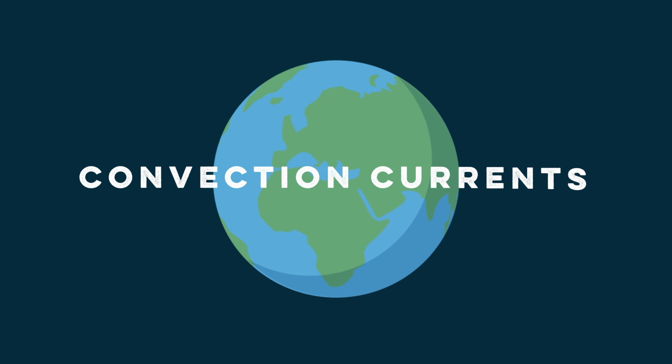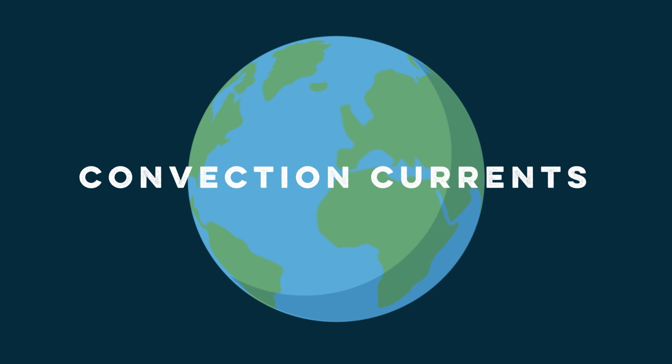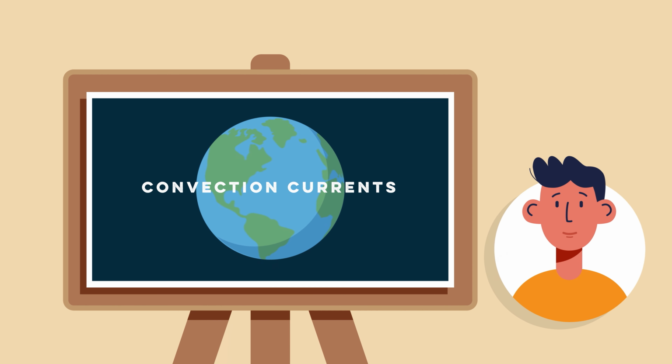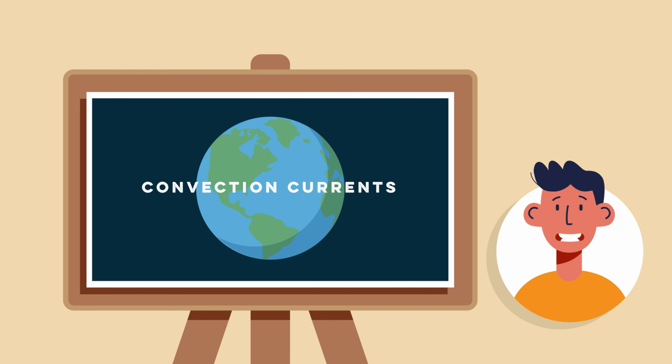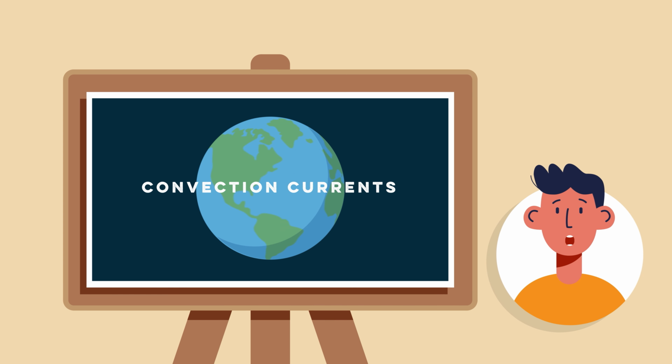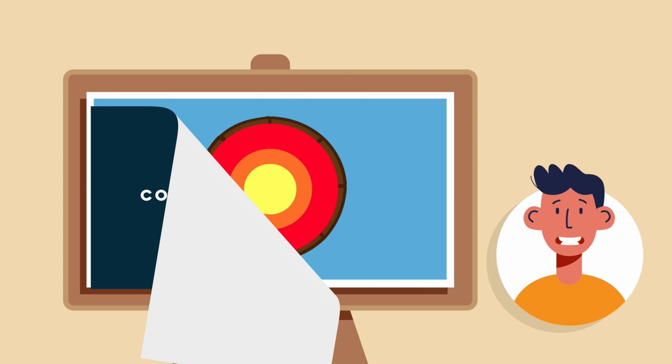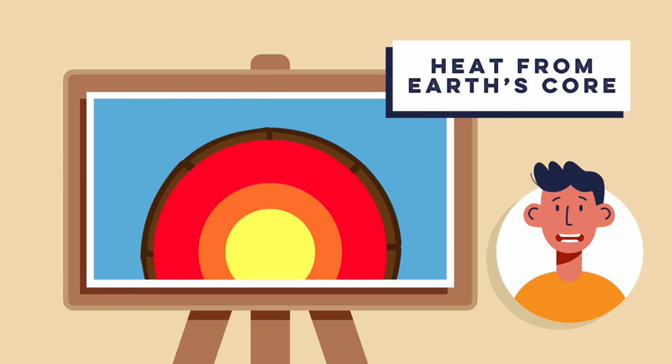Today, we're diving into the fascinating world of convection currents, a key process driving the movement of tectonic plates and causing continental drift. I'll break it down into simple steps to help you understand how these powerful forces shape our planet. Step 1 is heat from the Earth's core.